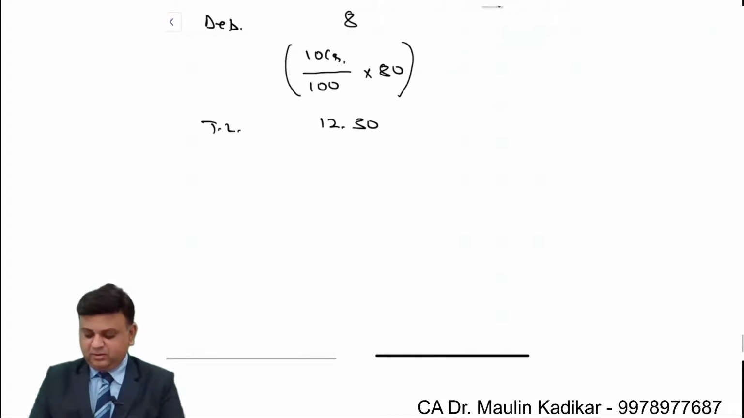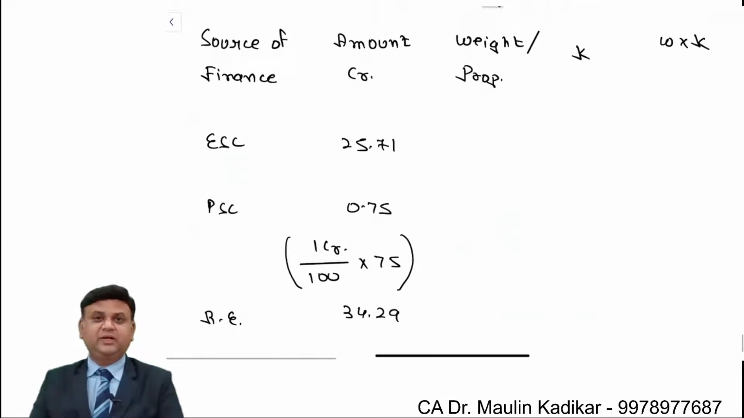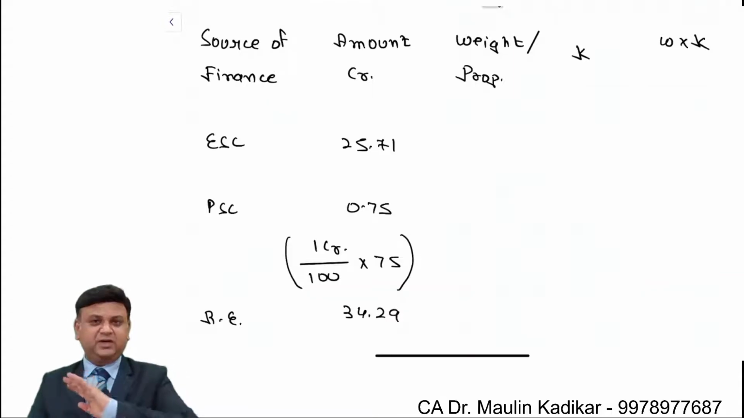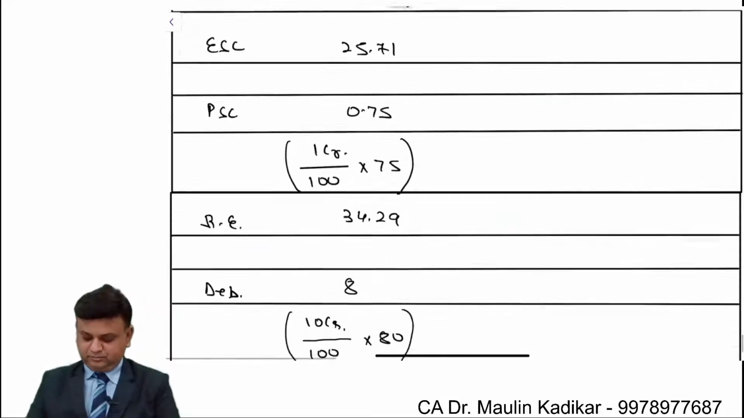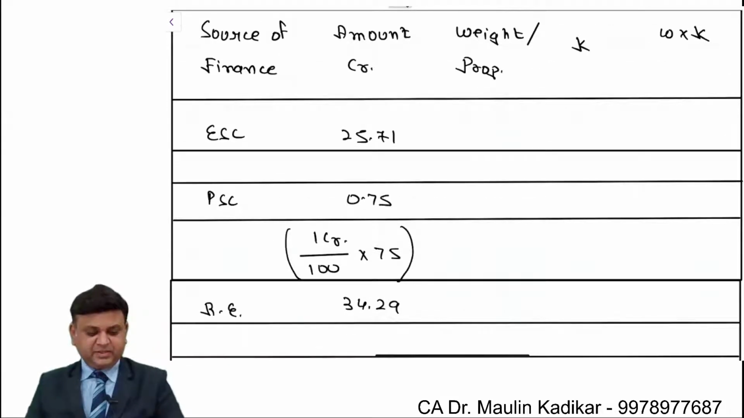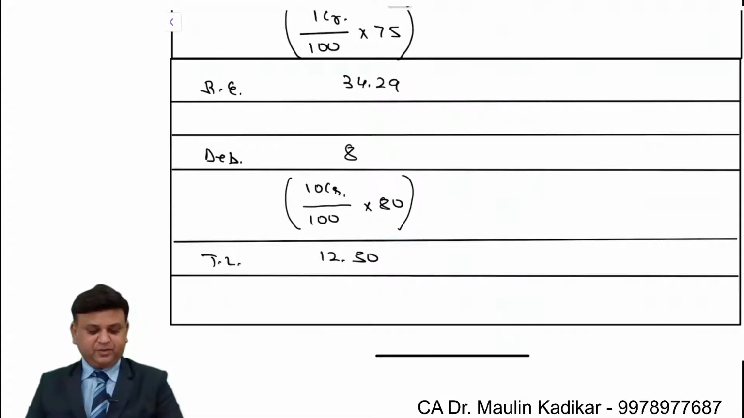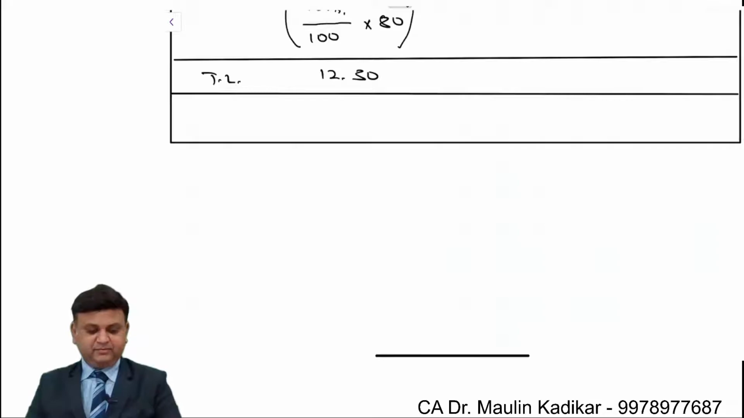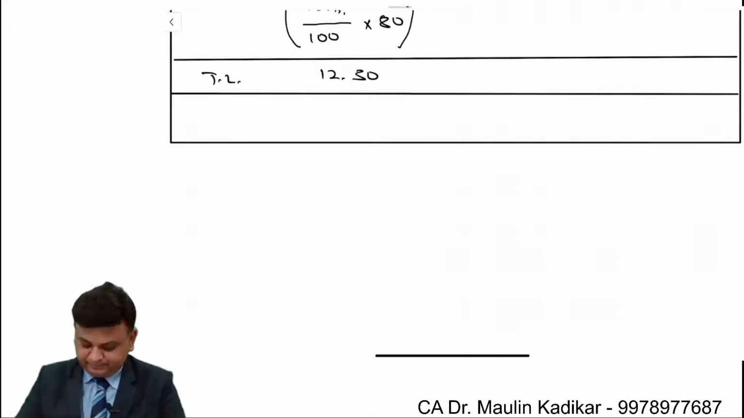In respect of term loan, in absence of any information, we'll assume that the book value itself is the amount received. That's it. We'll compute the weight. Cost of capital will remain same, importantly, whether it is book value approach or market value approach. And lastly, we will have the weighted average cost of capital to be calculated. So 25.71 plus 0.75 plus 34.29 plus 8 plus 12.5, that is 81.25.